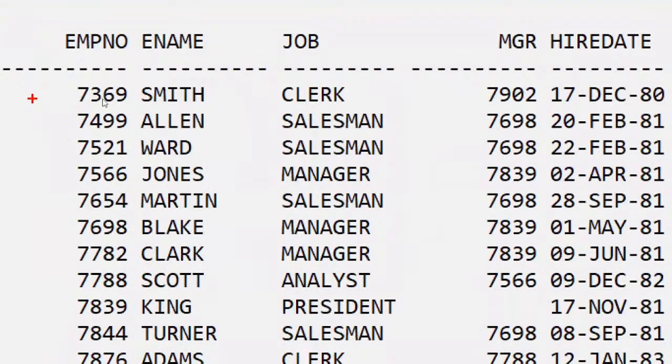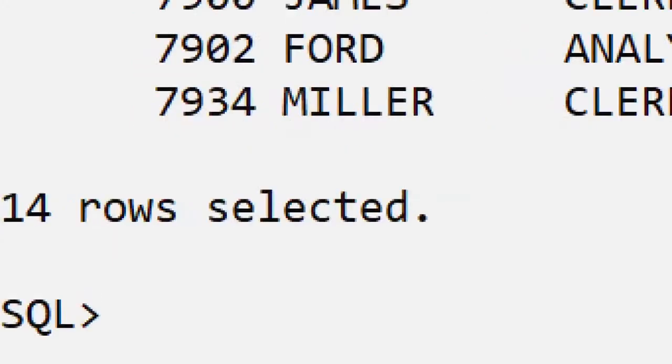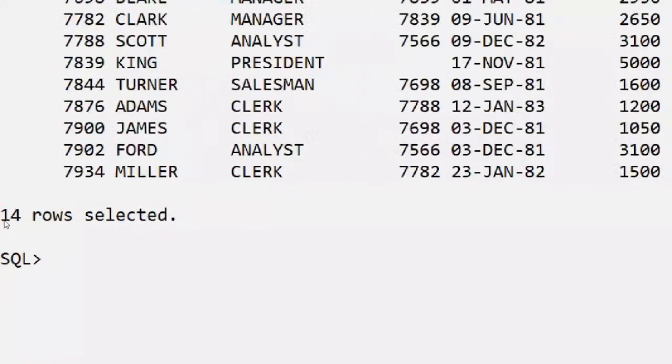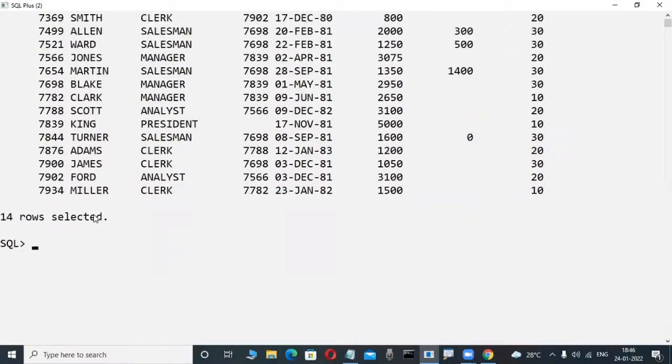How many rows are there? Check it out. 1, 2. These are called rows. How many rows are there? Here, 14 rows are there. Okay, this is a big table. EMP is a table. Okay, fine.